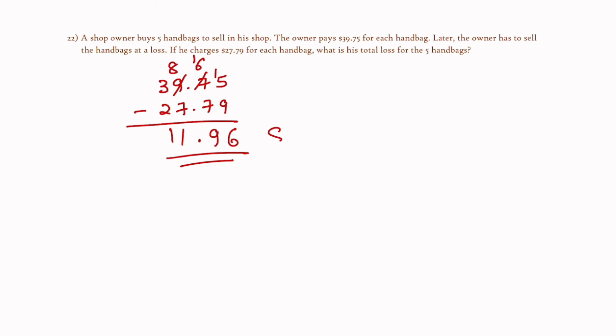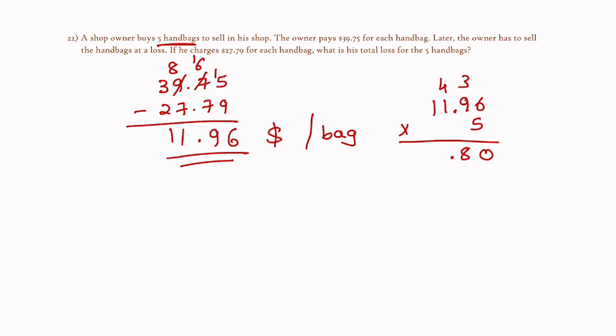$1. So this is a loss per bag. Every bag that he's selling, he's making a loss of $11.96. How many bags did he sell? 5. So his loss is going to be 5 times this. So 11.96 here times 5. 0, 3, 45, 48, 4. 5 times 1, 5 plus 4, 9. And that's 5.